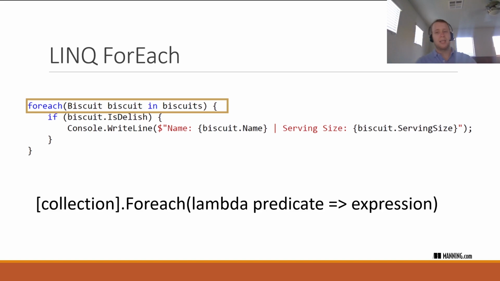The syntax for any LINQ method typically is the collection followed by the LINQ method, and the LINQ method usually accepts a lambda predicate alongside an expression. And this expression could be a single statement, or it can be an entire method body wrapped into curly braces.